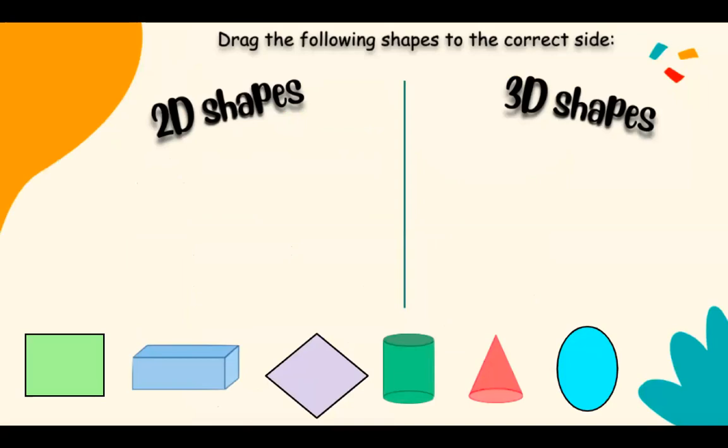Now, what I would like you to do in the following slides is look at the shapes at the bottom. You need to say if it is a 3D shape or a 2D shape, and then you need to drag it to the correct side. So at the corner at the bottom, you'll see a square. This square has two sides and it is flat. That's how we know it is a 2D shape. So I would like you to move all these shapes to the correct spot.